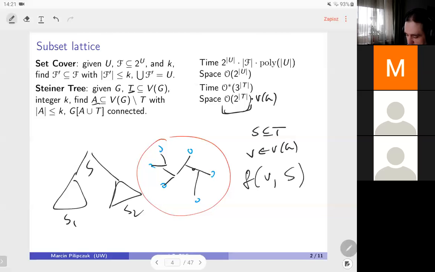And this gave this 3 to the t time, the number of subsets S and partitions S1 and S2 is 3 to the t. Okay, so those were the two examples that Michał gave a while ago.